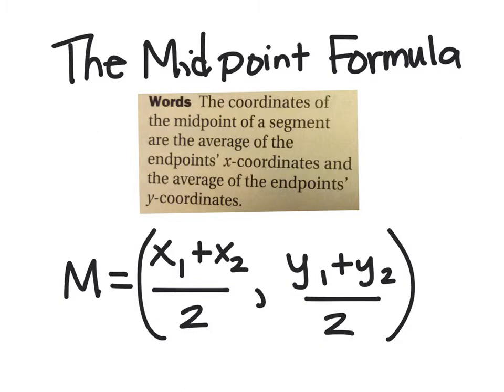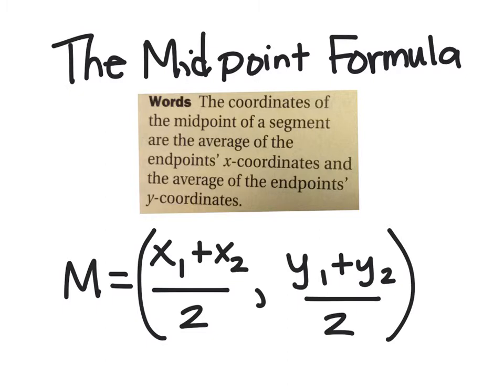Now let's move on to the midpoint formula. The midpoint formula is going to help you find the point that is equally distant from the endpoints of any line segment. The words for this formula are: the coordinates of the midpoint of a segment are the average of the endpoints' x coordinates and the average of the endpoints' y coordinates. The algebra formula for that is M, the midpoint, equals x1 plus x2 divided by 2, which is the average of the x coordinates, and then y1 plus y2 divided by 2, which is the average of the endpoints' y coordinates.